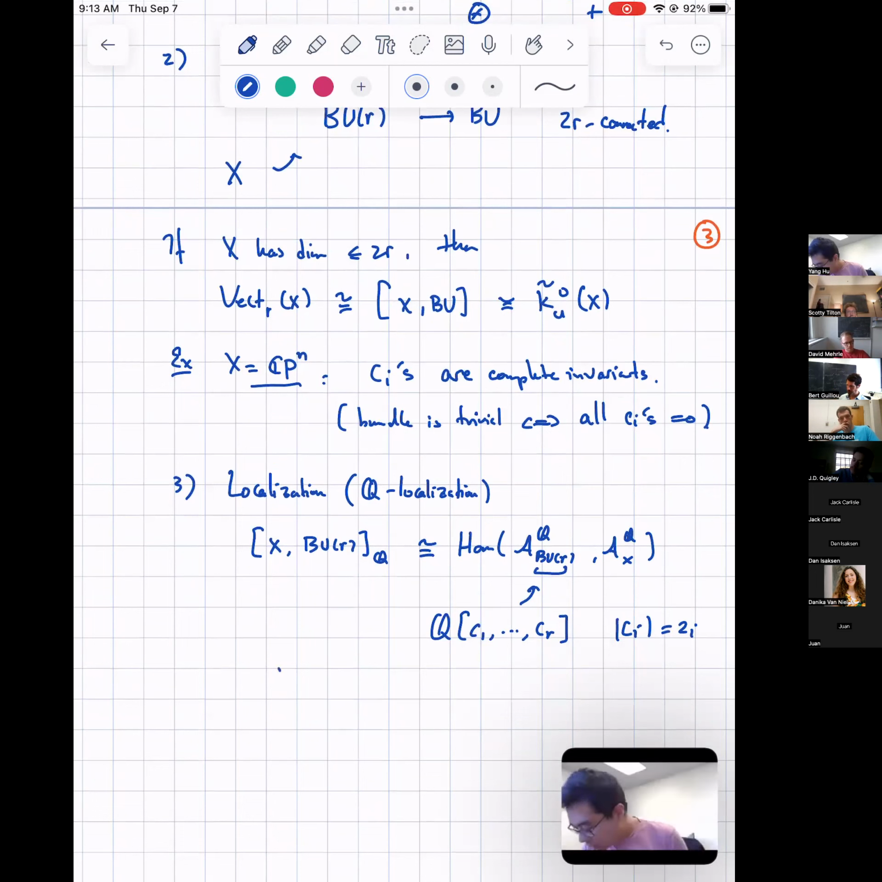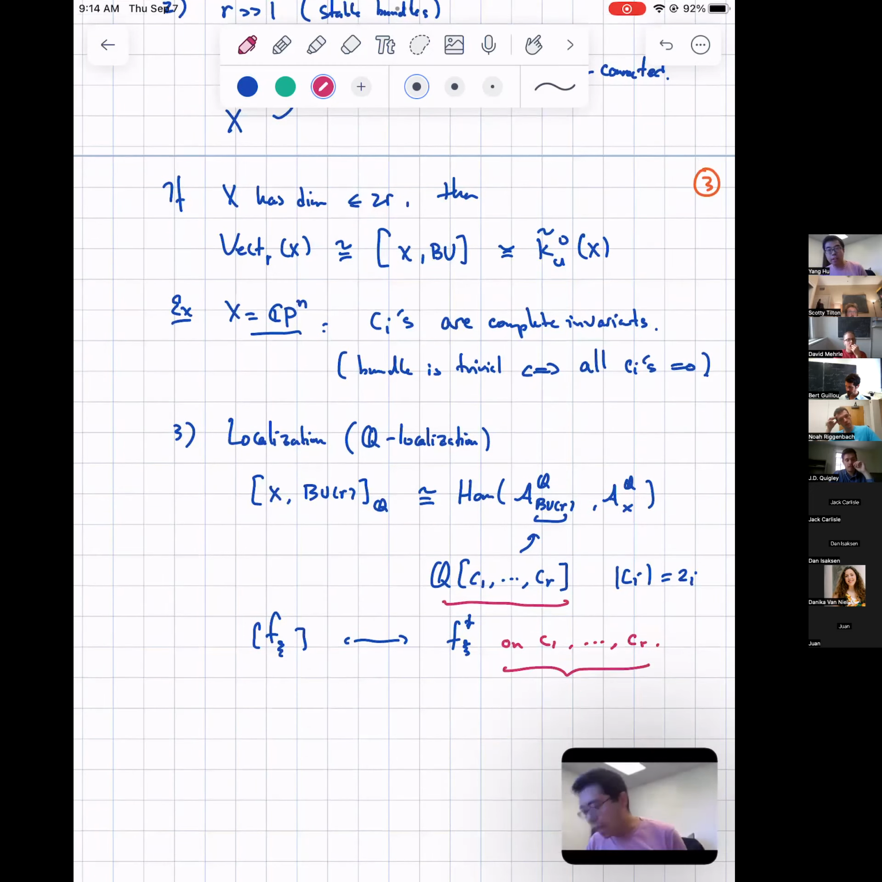So from this point of view, rationally locally, a bundle is determined by its induced map on rational models, but because the domain is a polynomial algebra, any such homomorphism is determined by its value on the generators. And we can think of these as rational Chern classes of my bundle. And in that sense, we say that rationally locally, Chern classes are still complete invariants for complex vector bundles.